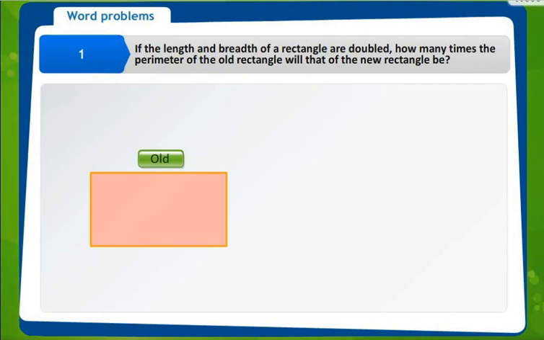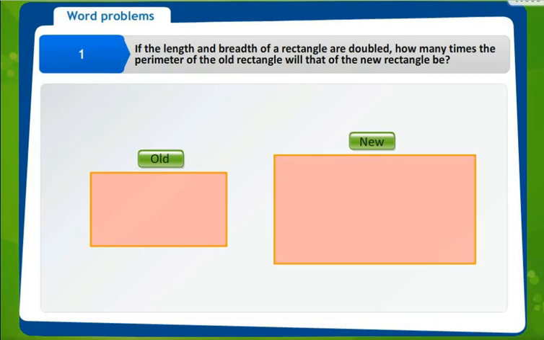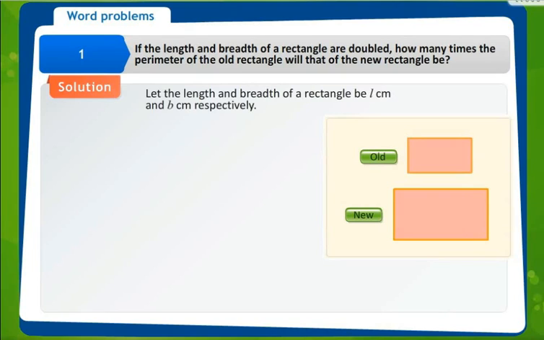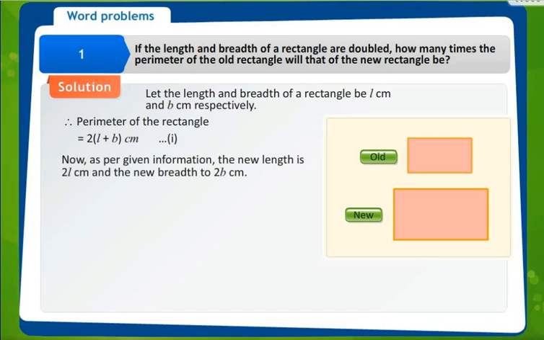Now you can see in the picture the old rectangle and look at the new rectangle. How is the new rectangle formed? Only when it is doubled. Let the length and breadth of a rectangle be L centimeter and B centimeter respectively. Now perimeter of a rectangle is equal to 2(L plus B) centimeter. Remember children, perimeter will be measured in centimeter since it is the sum of all the sides.